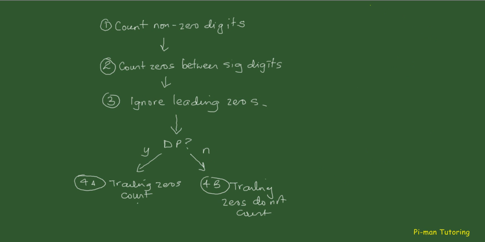Okay, here's another relatively simple one. 10.0. Count the non-zero digits. We have just the 1. Zeros between digits, there are none. Leading zeros, nothing to worry about. Do we have a decimal point? Yes, we do. We're going left. Trailing zeros. Well, the last 2 digits in this number are 2 zeros, so we have 2 trailing zeros, and therefore we must list those as significant digits, and we end up with 3 significant figures.